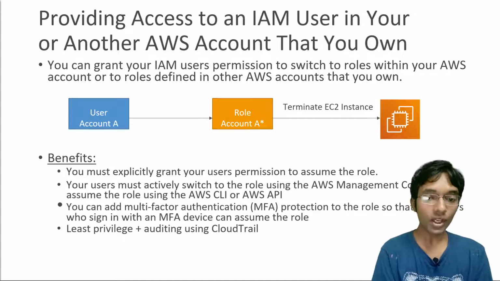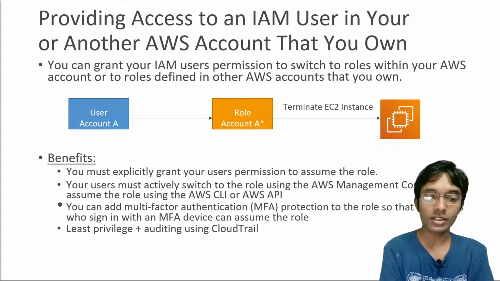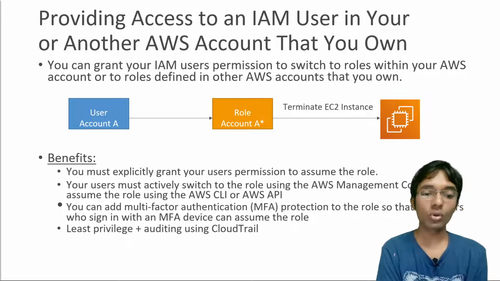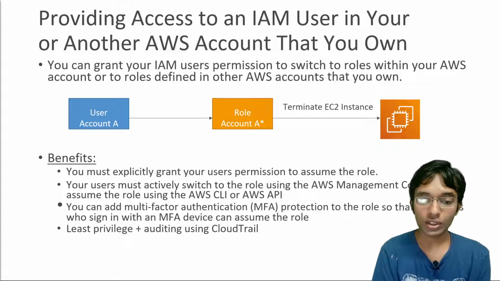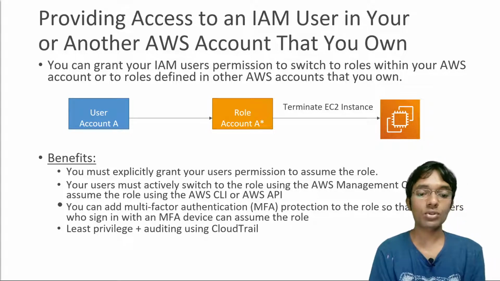This is very important, that these are all accounts that you own, because in the next slide we'll see about the accounts we don't own, third-party accounts. In this case, the users will assume a role, and the benefit is that we need to explicitly grant our users permission to assume the role to perform the termination of the EC2 instance action. We can also force the users to switch to that role using the management console or the CLI and the AssumeRole API. And so the idea is that we have an extra level of security here.